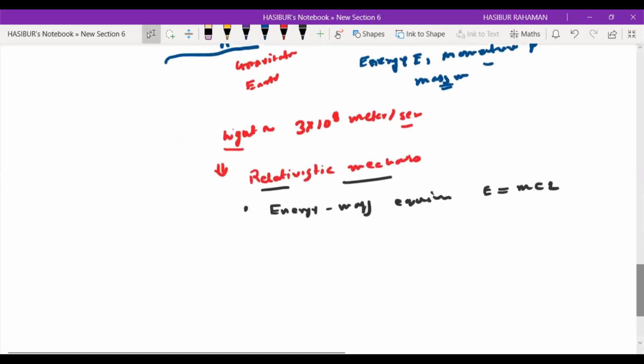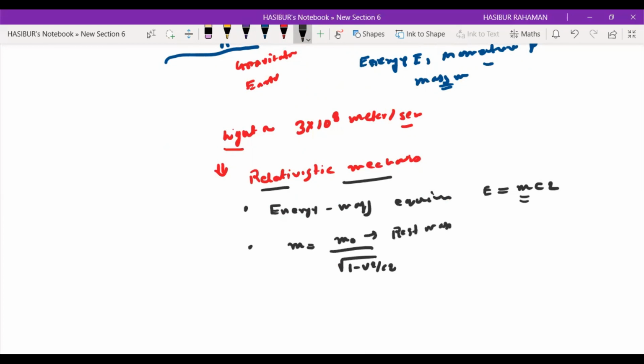And this mass m will be written as m equal to m naught upon under root 1 minus v square upon c square. This m naught is the rest mass of the object. Now combining these two equations, E equal to mc square and this form of mass, we will get the energy in terms of rest mass, equal to m naught c square upon under root 1 minus v square upon c square. So this is the rest mass energy.